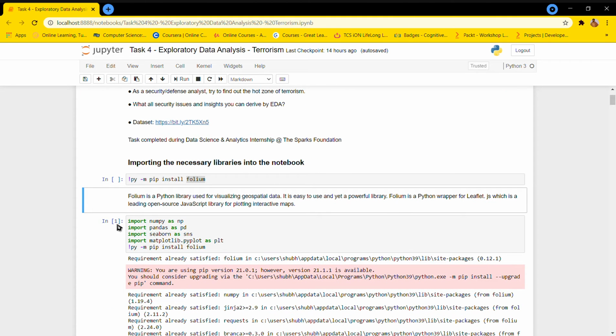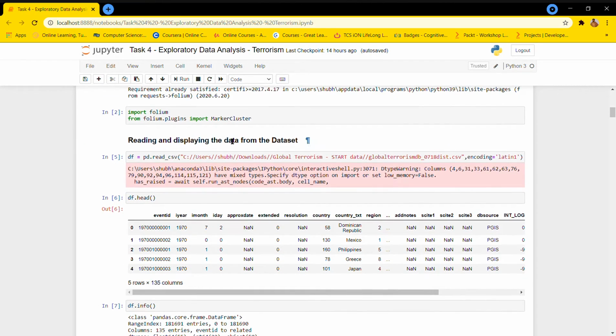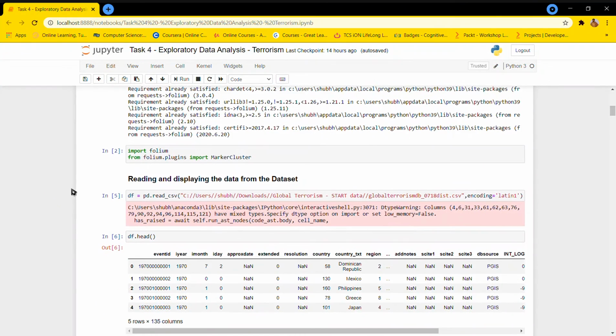Firstly, I imported the necessary libraries, which are pandas, numpy, seaborn, and matplotlib. I also installed another library named Folium. Folium is a Python library used for visualizing geospatial data. It is a Python wrapper for leaflet.js, which is a leading open source JavaScript library for plotting interactive graphs. Then I started reading the data with the help of pandas, and the dataset link is given over here. You can check this out.